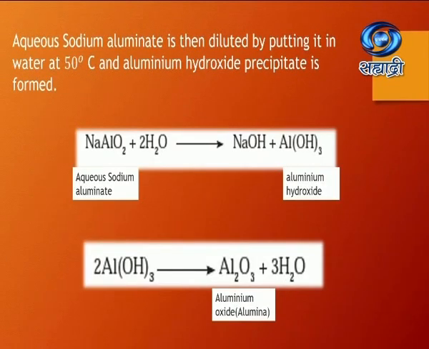Aqueous sodium aluminate is then diluted by putting it in water at 50 degrees Celsius. An aluminium hydroxide precipitate is formed. Reaction: NaAlO2 + 2H2O gives NaOH + Al(OH)3, that is, aluminium hydroxide. This aluminium hydroxide further gives aluminium oxide. Reaction: 2Al(OH)3 gives Al2O3 + 3H2O.